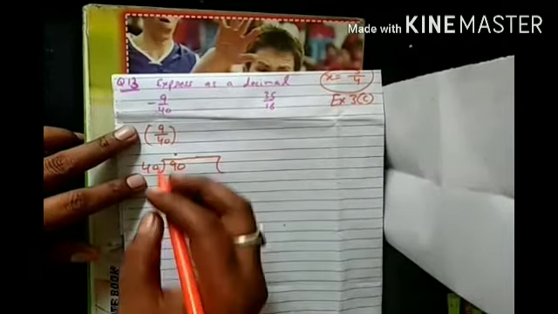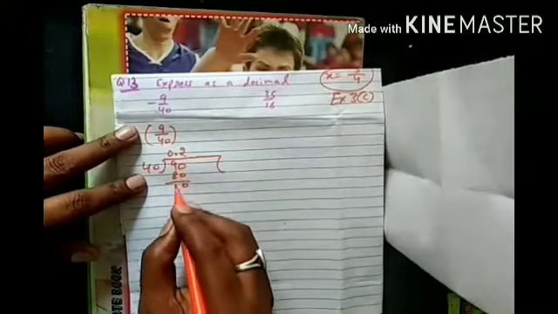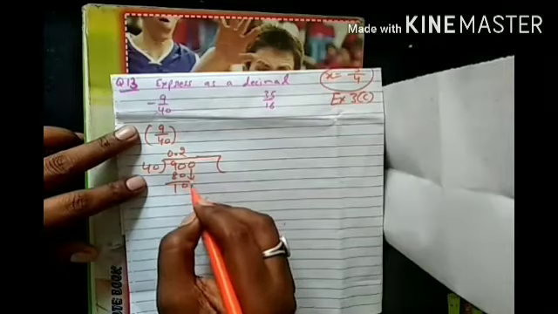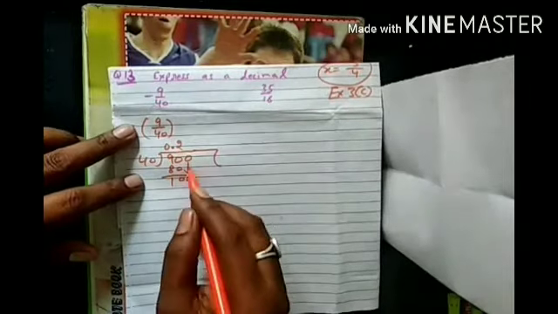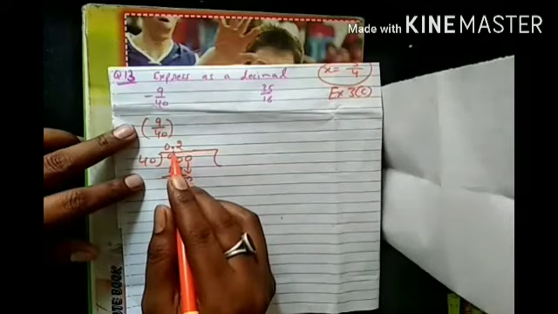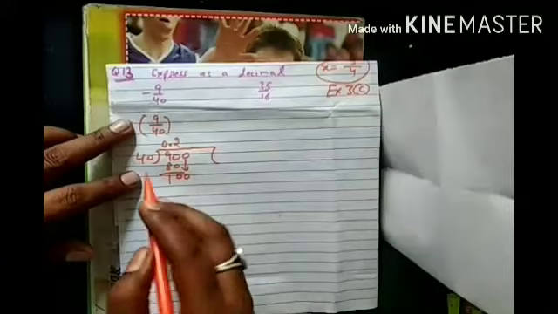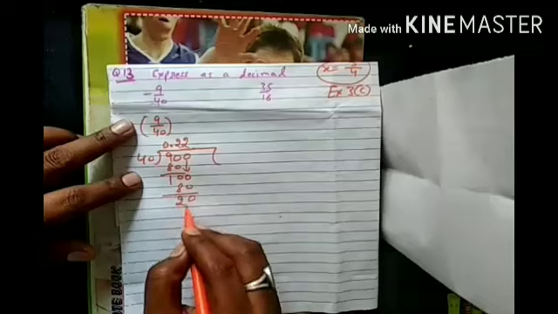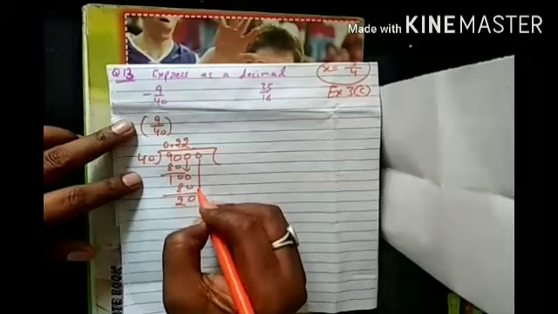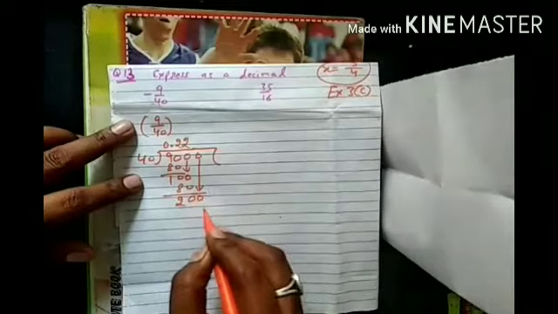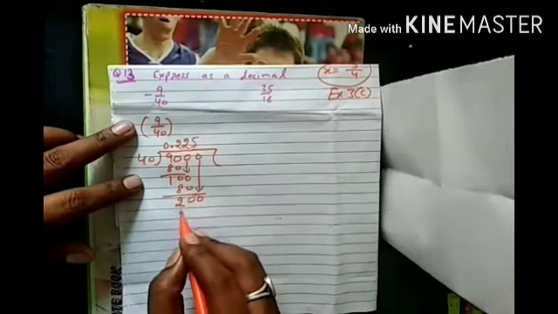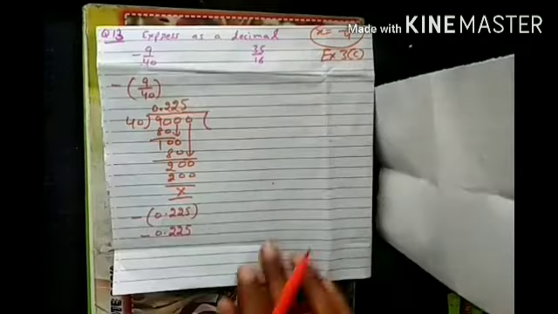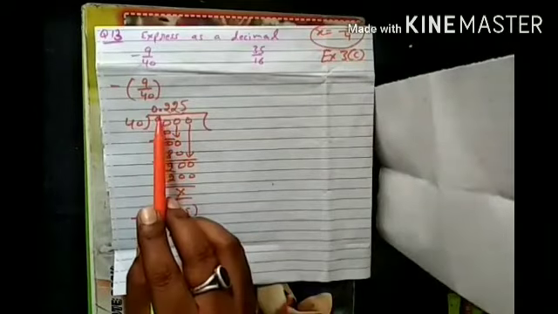Now 4 twos are 8, so we get 10 as the remainder. Now 10 is again smaller, so we will write 0 and place it here, but this time we will not place the decimal because the decimal is placed only once. Now 4 twos are again 8. Now 20 is again less, so I will write a 0 and place it here. Now 4 fives are 200. So the answer is 0.225.